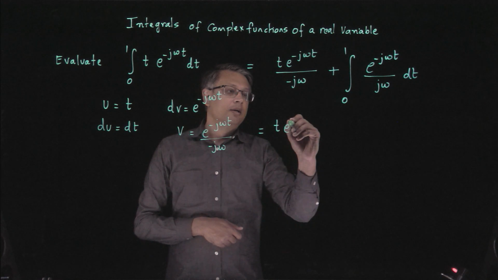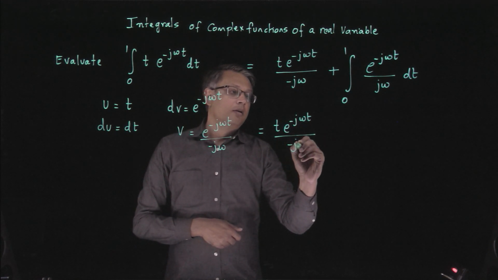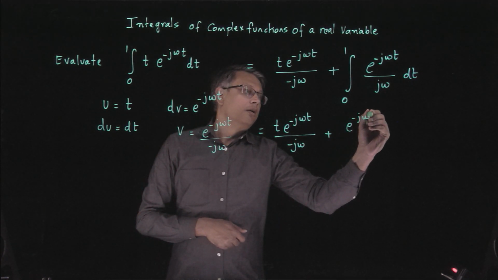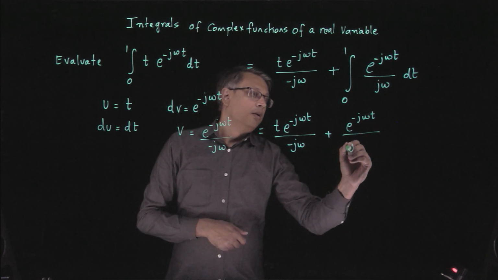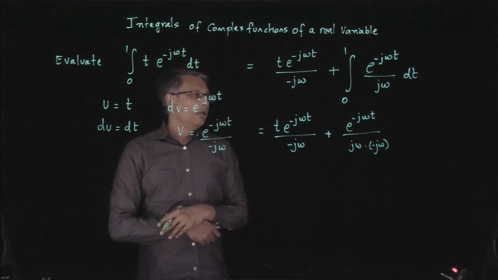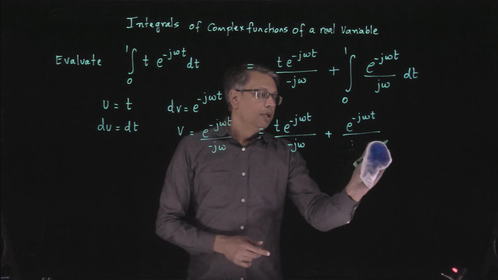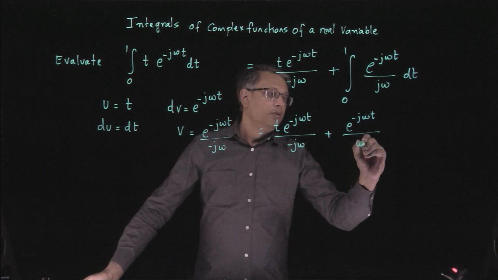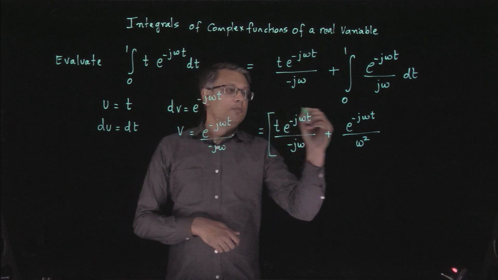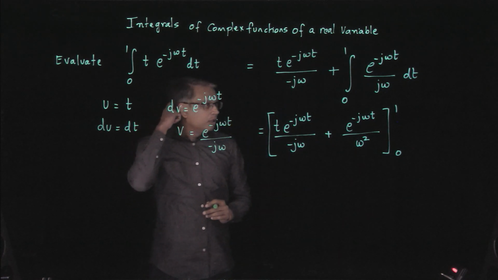Right, so we have the first term as it is, and we're going to get j omega times negative j omega, which is of course omega squared, so we can replace these two with omega squared, and we can substitute the limit 0 to 1.